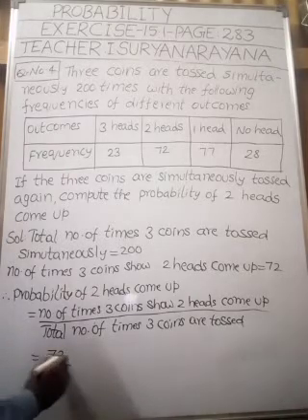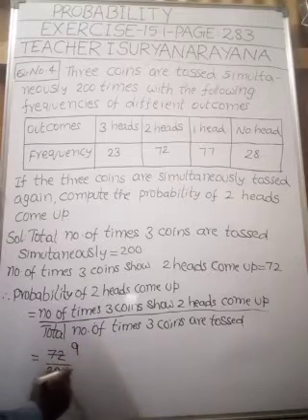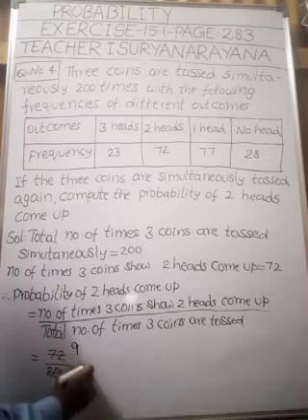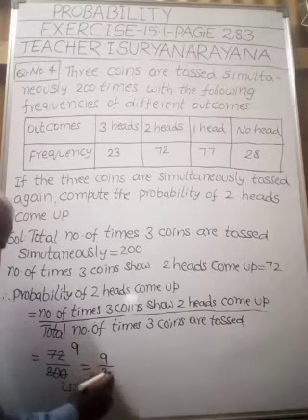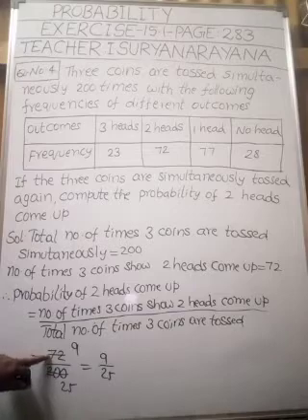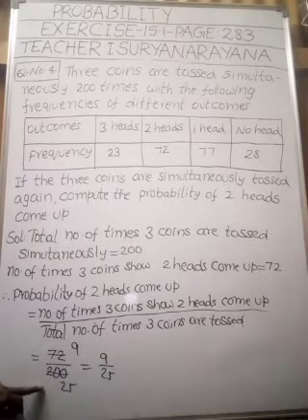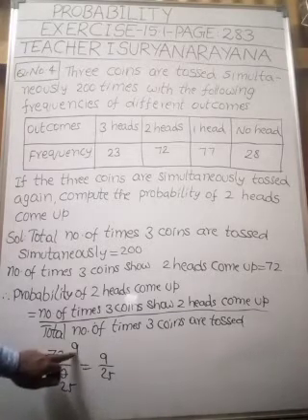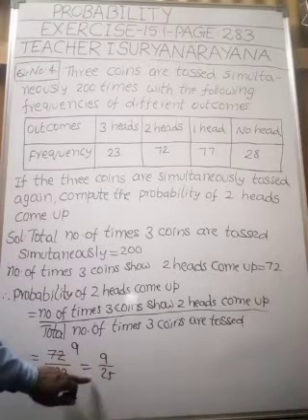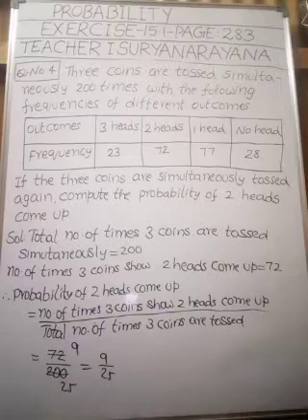8 nines are 72, 8 twenty-fives are 200. That is equal to 9 by 25. I divided the numerator as well as the denominator by 8. Then 8 nines are 72, 8 twenty-fives are 200. So 9 by 25, which is the required probability. Understood, my children? Right.